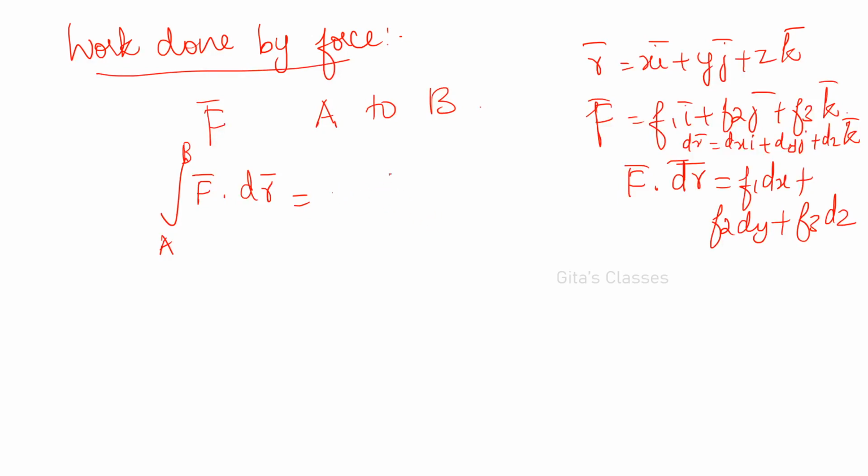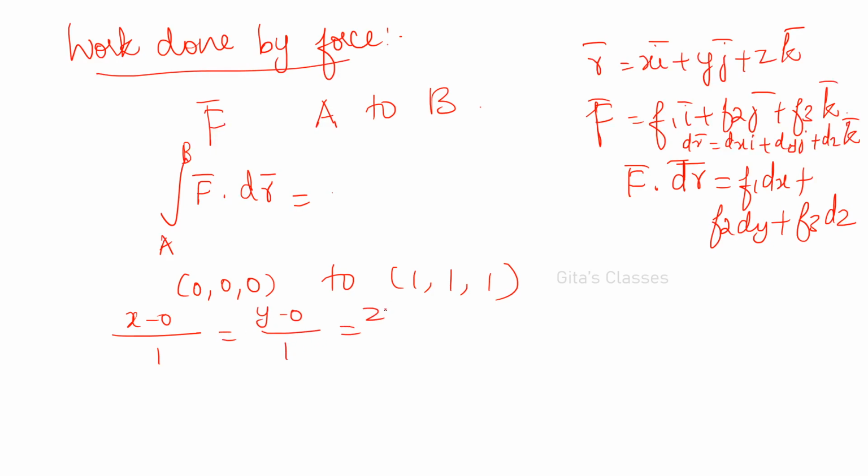Okay, so I'll give you one example in this. Suppose you want to find the integral from 0, 0, 0 to 1, 1, 1. In this case, how will you find it? You find the equation of the line joining these two points. So x minus 0 by 1 is equal to y minus 0 by 1 is equal to z minus 0 by 1. Let us take this as a parameter t, a new variable t. Therefore, from this you can say x is equal to t, y is equal to t, z is equal to t is the parametric equation.